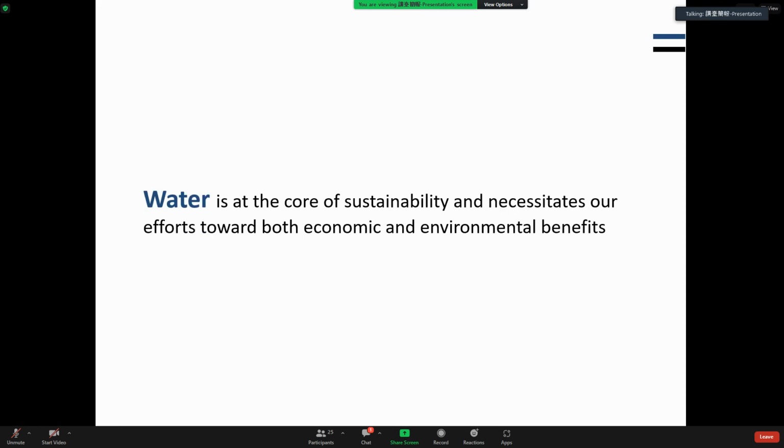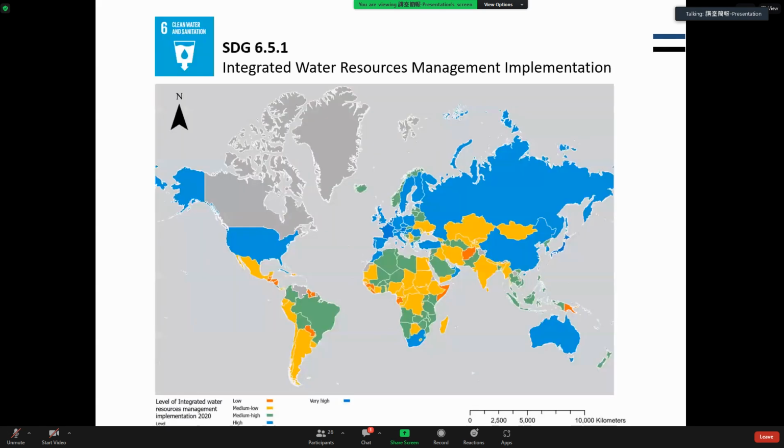To start with, of course, water is the core of sustainability and necessary to our efforts towards both economic and environmental benefits. We've seen a lot of people globally, in different regions and countries, implement integrated water resource management. As you can see, the regions in blue indicate that people have a really high level of investment in the implementation of integrated water resource management. These are all the regions where the delegates are coming from. That's why we are gathering here today.